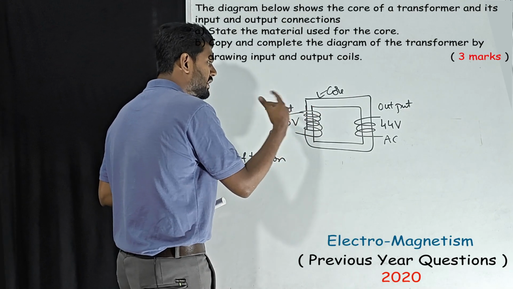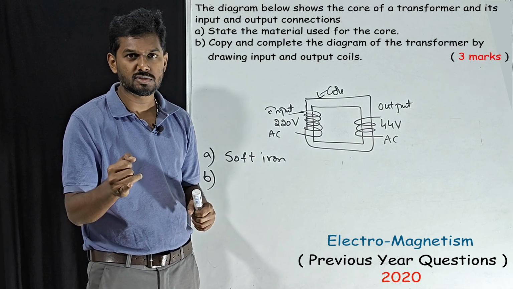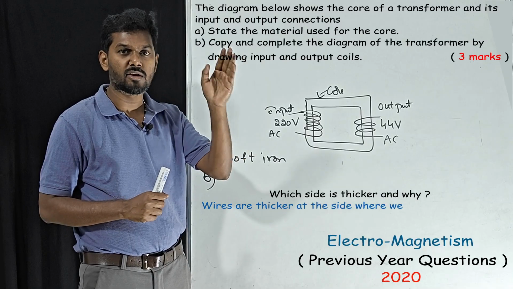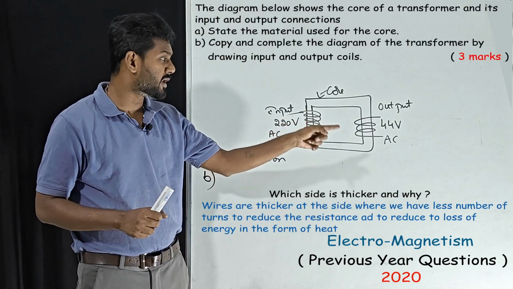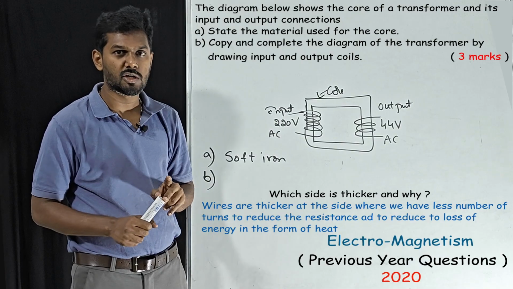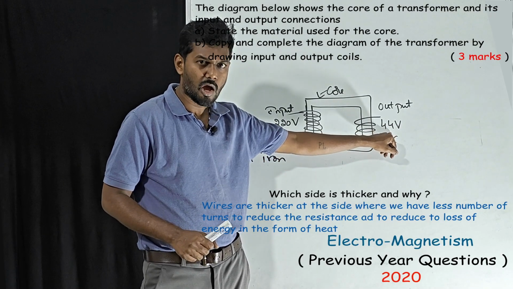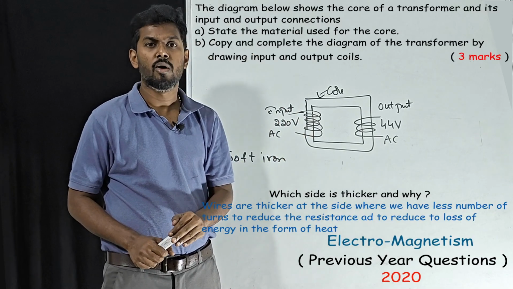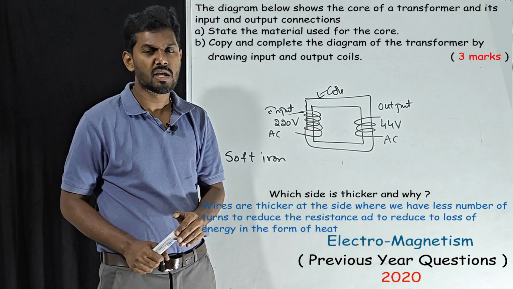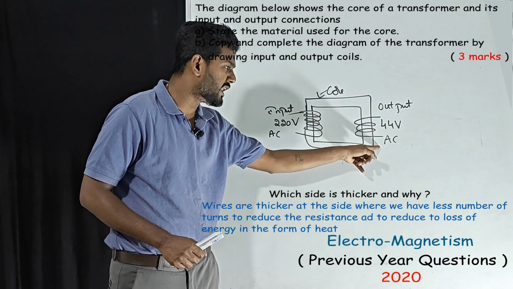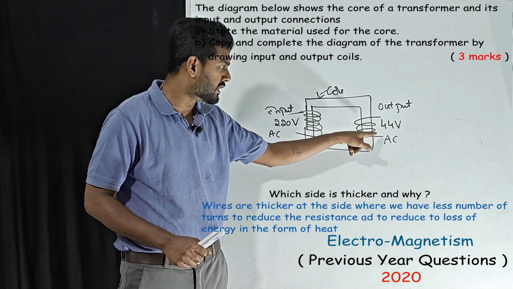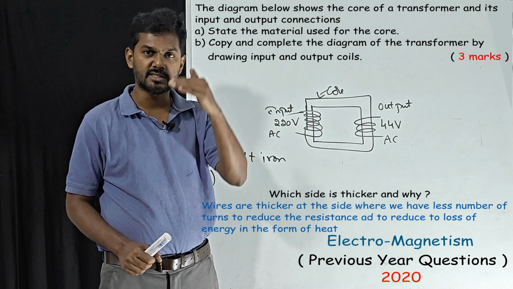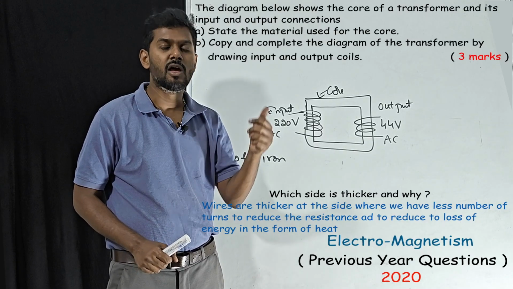Why? Because when it comes to a transformer, the temperature is not constant. So Ohm's law will not work here. That means when the temperature is constant, voltage is directly proportional to current. If the temperature is not constant, voltage is inversely proportional to current. So here we have less voltage, we will have more current. When the current is more, the resistance has to be reduced. In order to reduce the resistance, the secondary side in this type of transformer should have thicker wires. If the resistance is less, the loss of energy in the form of heat will be less.